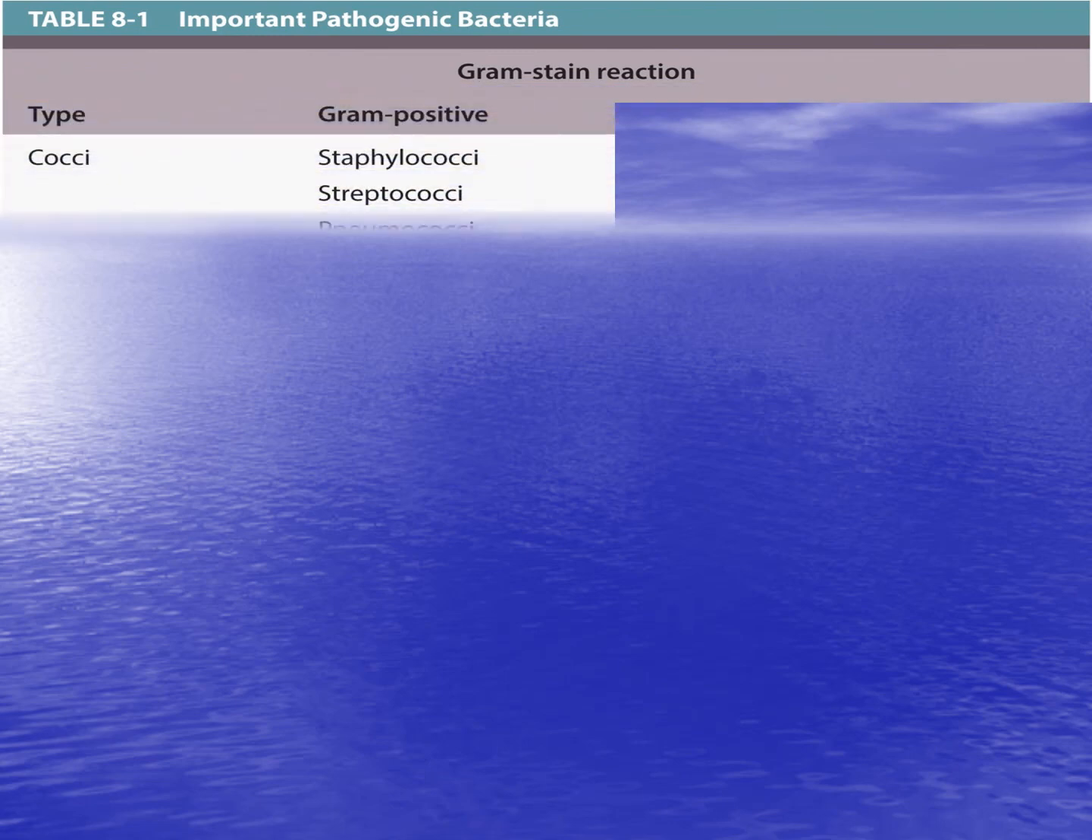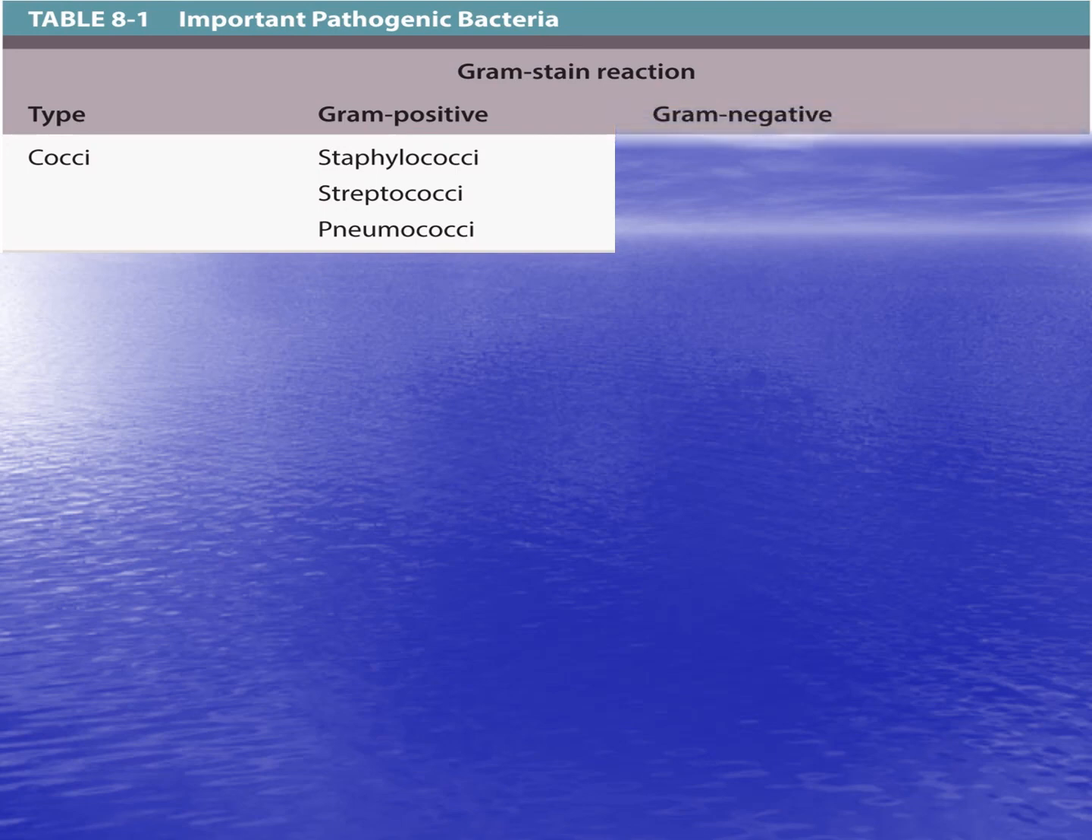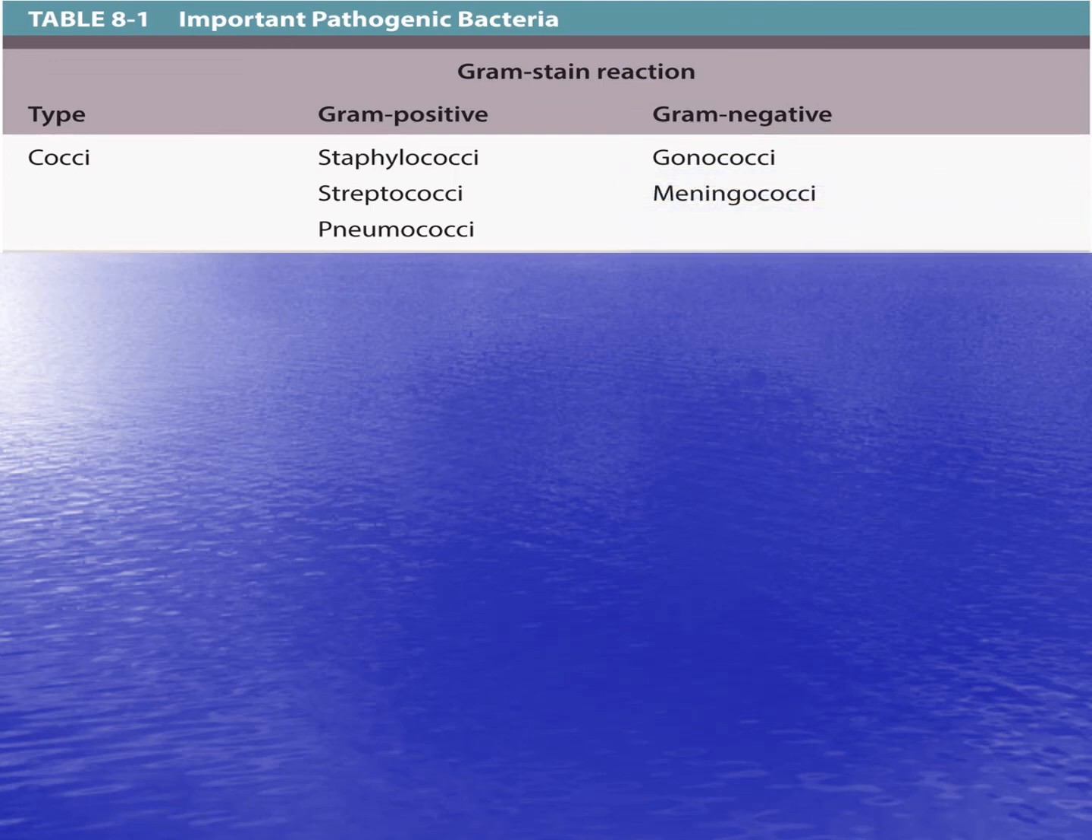So if we're looking at gram-positive cocci, we have primarily three genera: the Staphylococcus, the Streptococcus, and the Pneumococcus. Of the gram-negative cocci, we have the gonococci and the meningococci. Both of these are within the Neisseria genus, so we have Neisseria gonorrhoeae and Neisseria meningitidis.